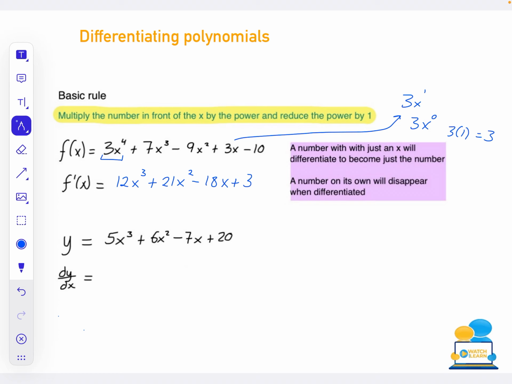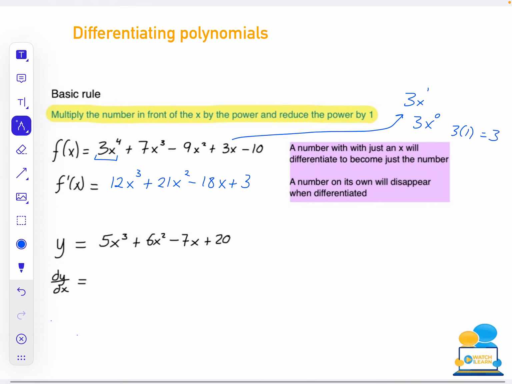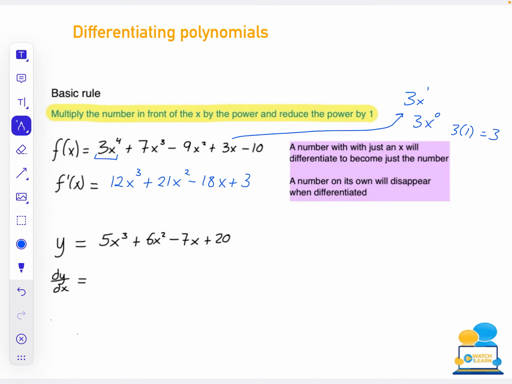Now the next one, they tell us that y is equal to 5x cubed plus 6x squared minus 7x plus 20. Now, this time they used y instead of f of x. We're going to do exactly the same thing. When we differentiate it, we'll just call it dy/dx. Exactly the same rules. So I'm going to do the first one and then I'm going to let you finish it off. So multiply the power by the number. So 5 multiplied by 3 is going to give me 15x. Reduce the power by 1, it'll be to the power of 2.